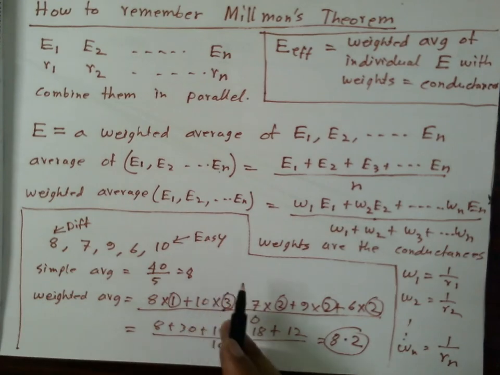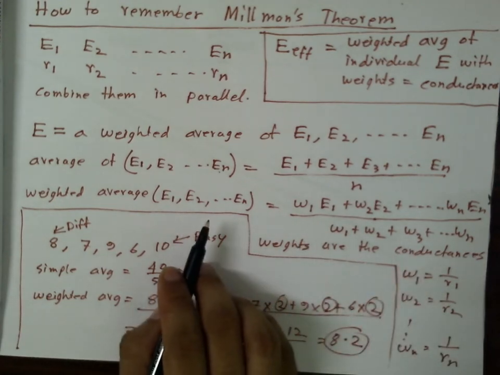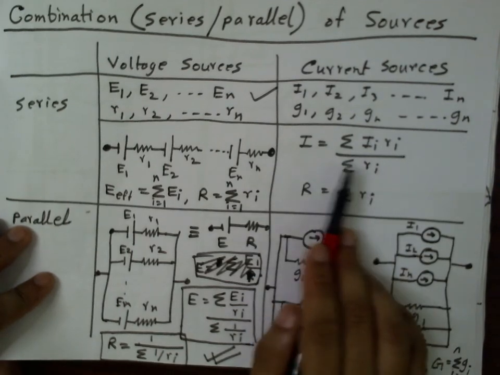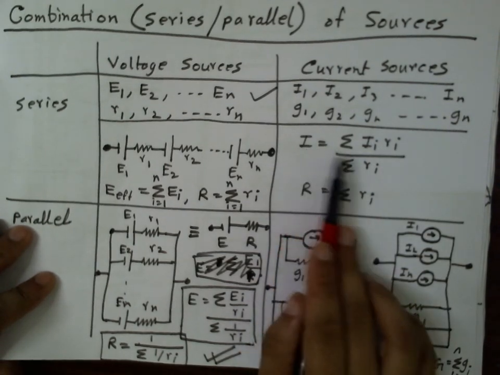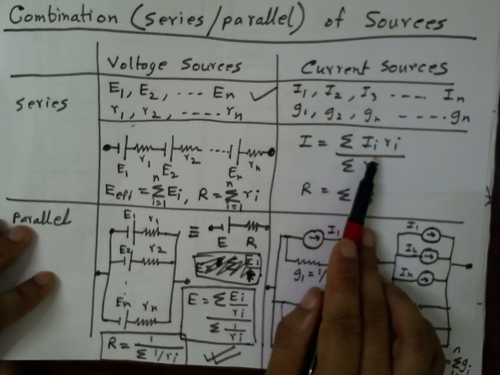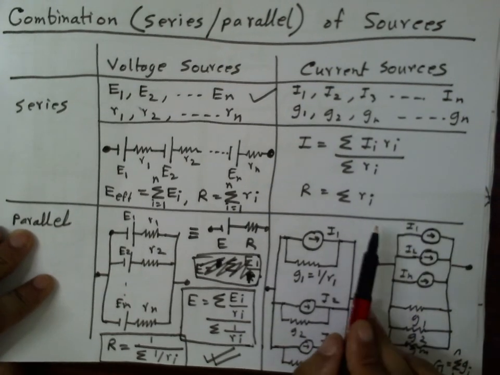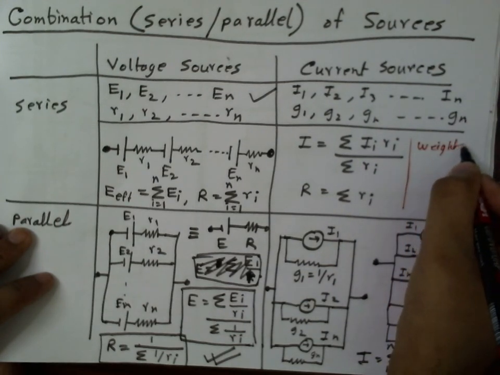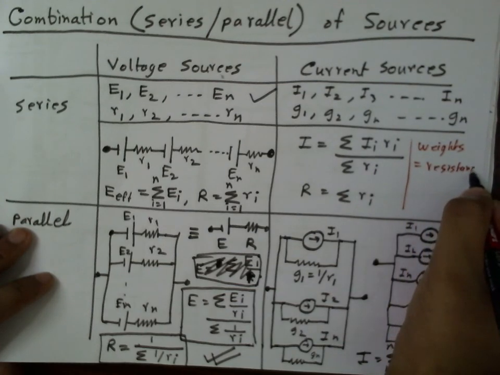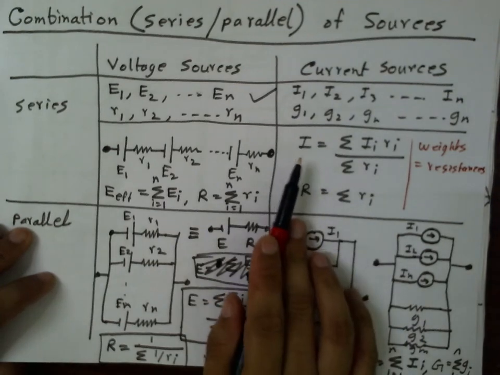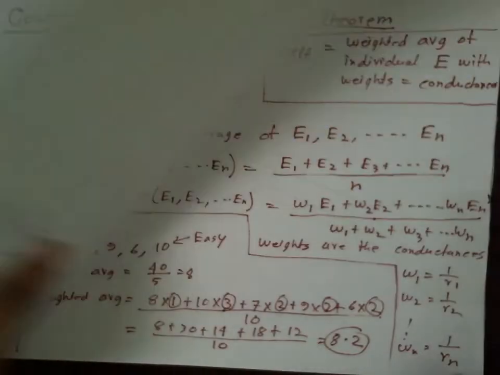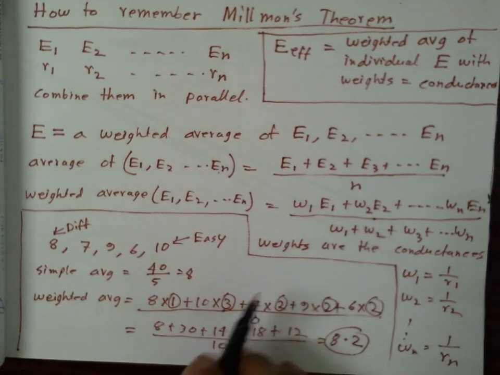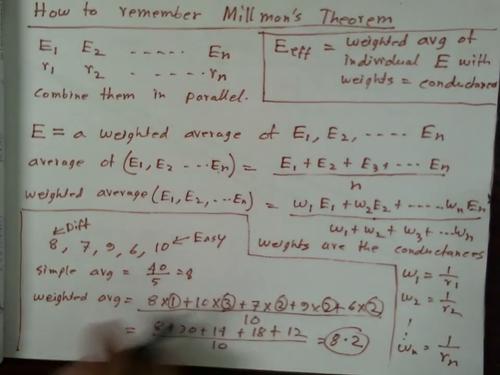Similarly, for the series combination of current sources, let's go back to the result. So here we have the effect of series combination of current sources. Here we see that again the final effective current is a weighted average of individual currents where the weights are resistances. So in case of current source, weights are resistances. In case of voltage source, weights are conductances. That's all you have to remember if you want to remember this formula.